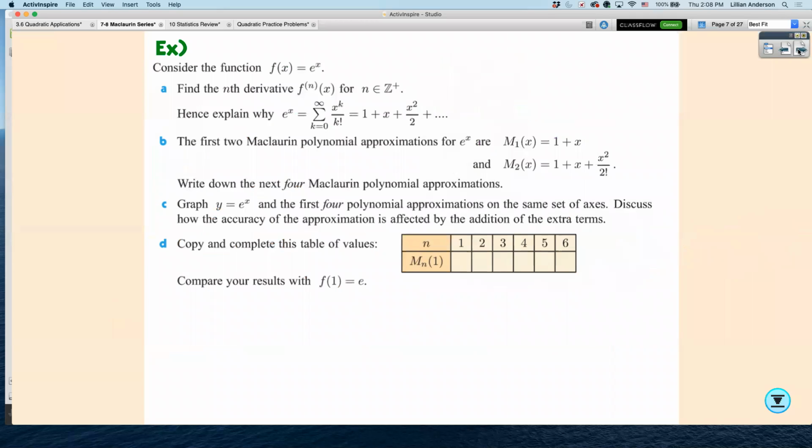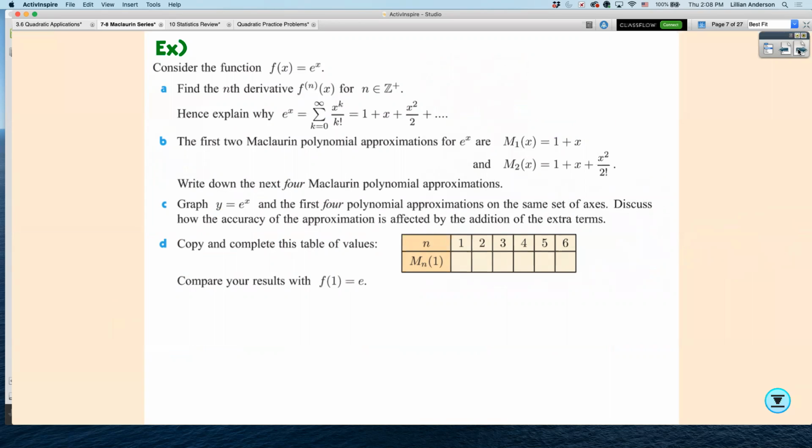All right, let's look at this next example. So it's a little bit different. We're looking at the function e to the x. Okay? So we're going to find the nth derivative, f to the n power of x. Of course, we're only going to look at when n are positive.